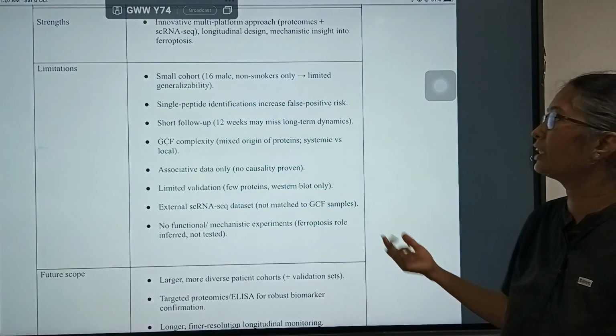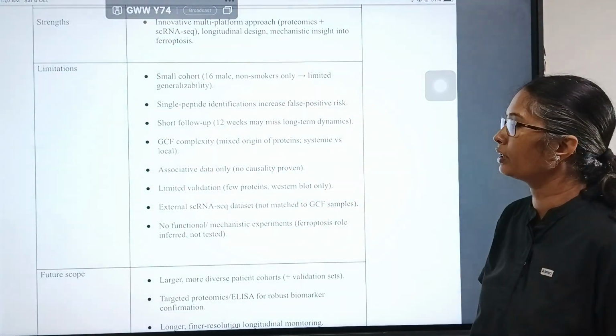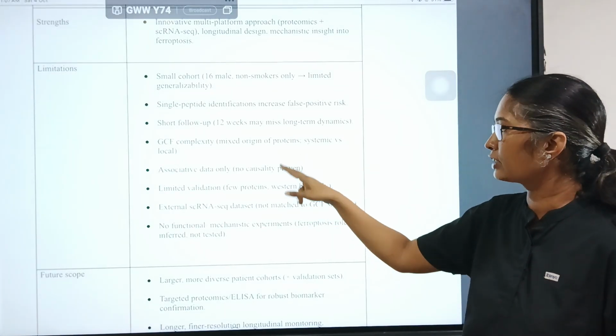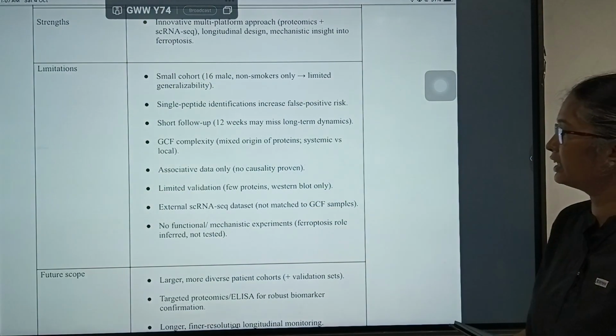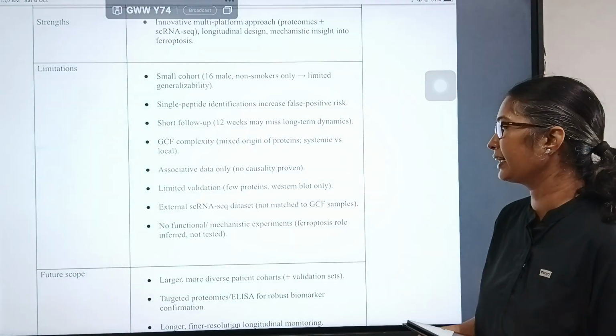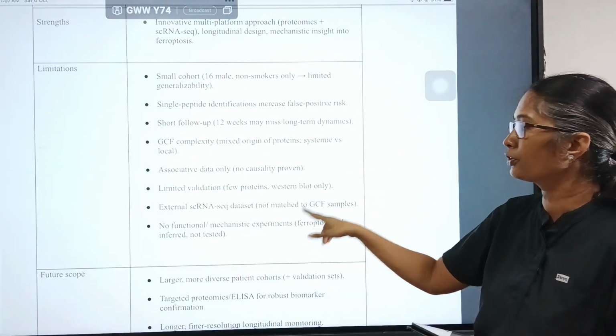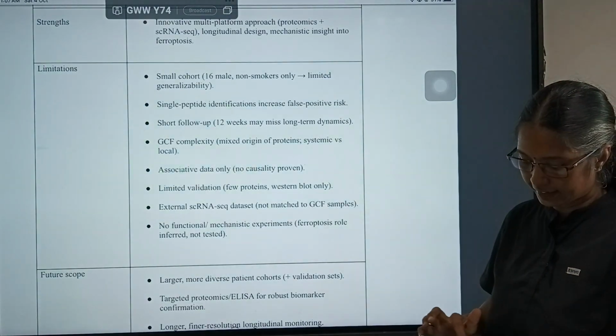GCF complexity, mixed origins of protein, systemic versus local, and associative data. There is no causality proven, and limited validation with an external single cell RNA sequence dataset, and no functional or mechanistic experiments on ferroptosis; its role was not tested in this condition.